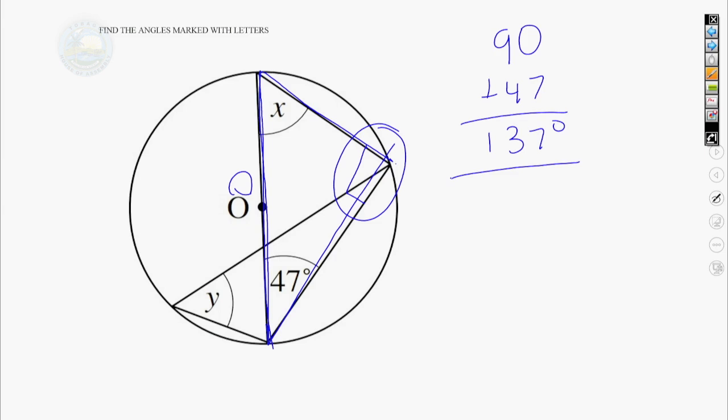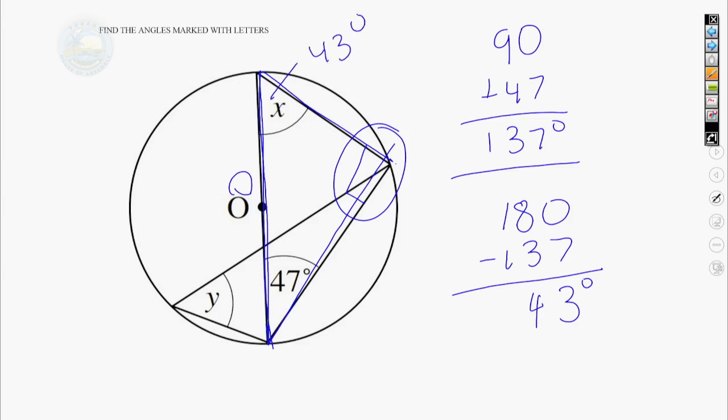What angle will make it 180? We subtract. So we get 43. So this angle is 43 degrees.